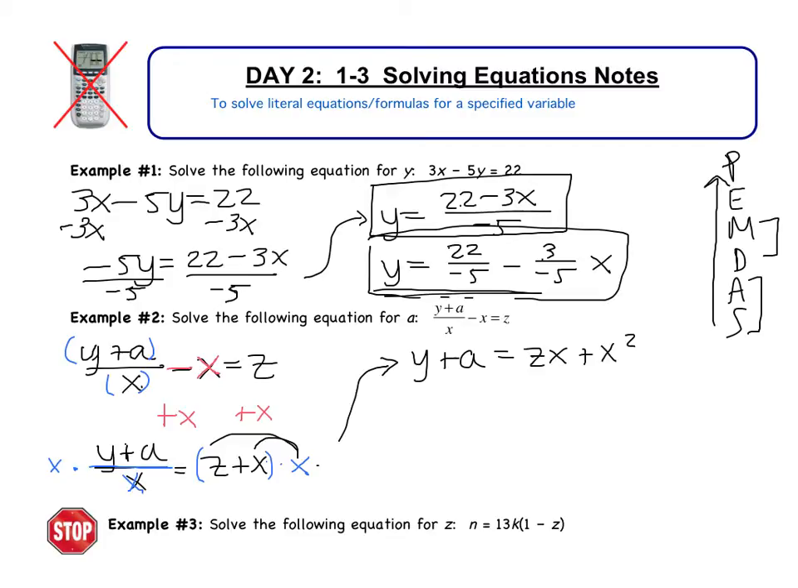Okay, now, in the back of our mind, we remembered that this y plus a was in parentheses. I don't have any exponents, so I'm going to get rid of those parentheses now. If I'm adding a, the way to get rid of it is to subtract a. So I get y equals zx add x squared, subtract a.